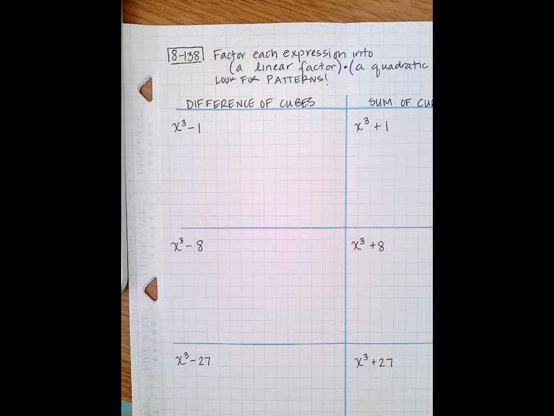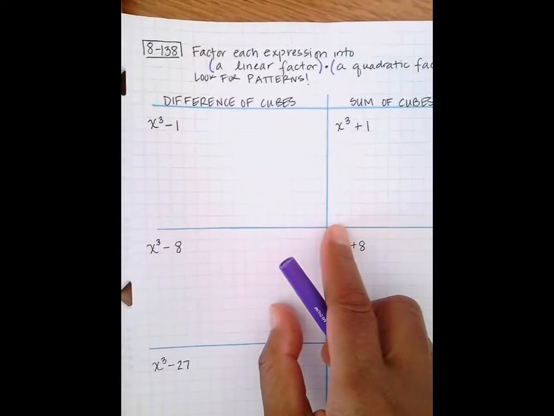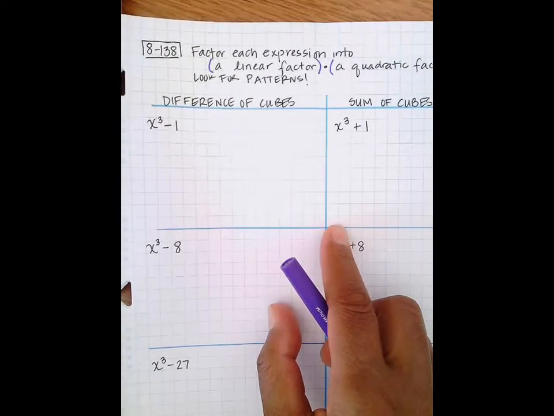Hello, this is the new concept for today, problem 8-138, where you're asked to factor the difference of cubes as well as the sum of cubes. And we are only going to factor the expression down to a linear factor multiplied by a quadratic factor. And we're going to look for a pattern.